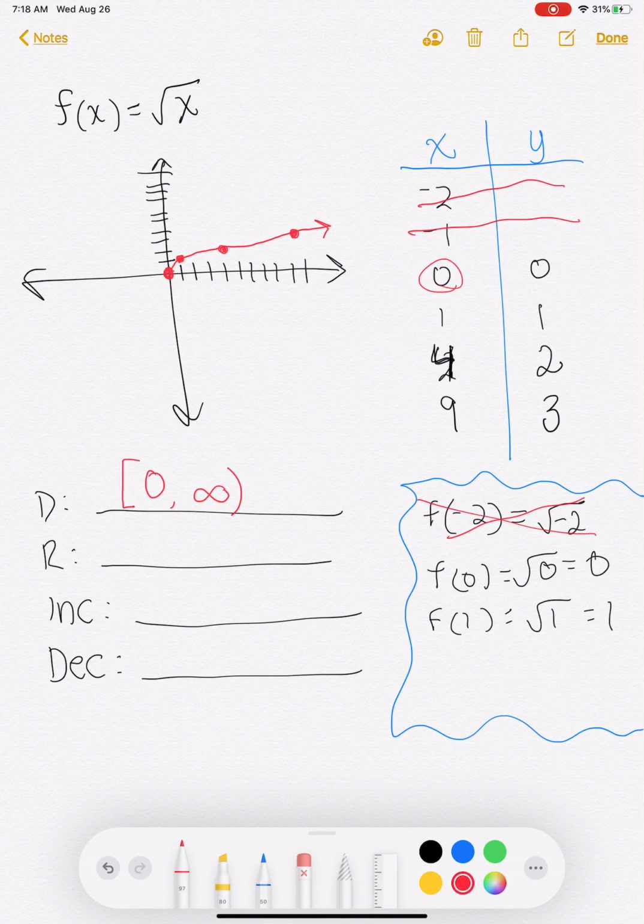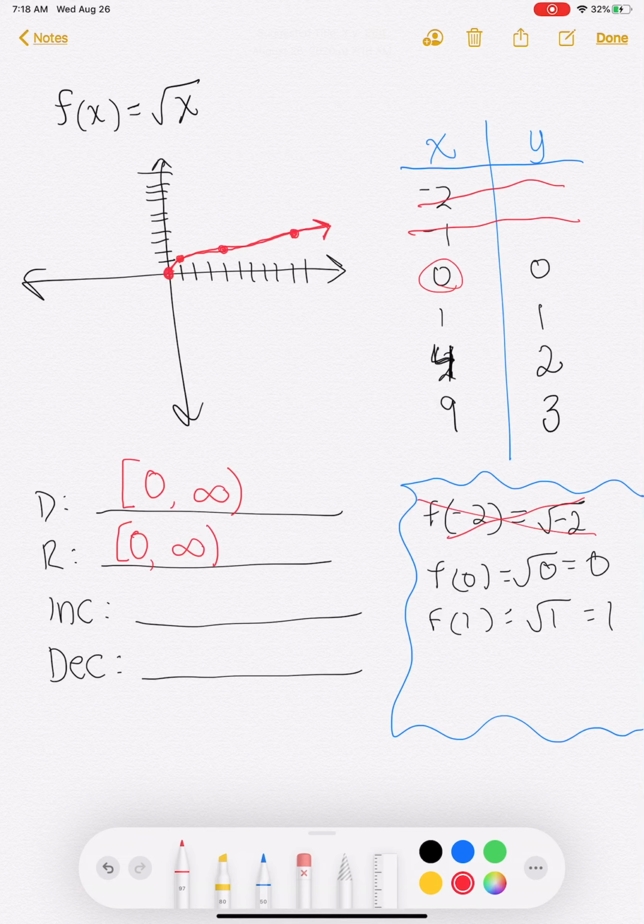All right, for the range, very, very similar, because notice we don't have any negative values for y either. But this graph, this line, is still going to continue moving in the positive, in the up direction. So we're going to keep going towards infinity. So same thing for the range. We start at 0, and those y values will keep getting larger and larger and larger, so towards infinity.